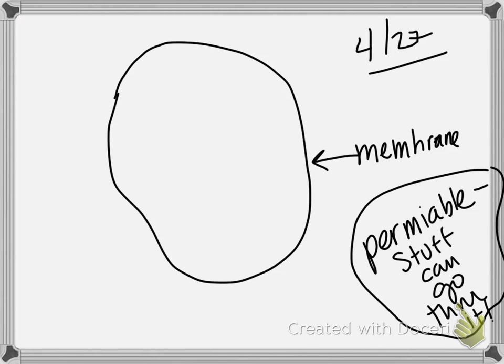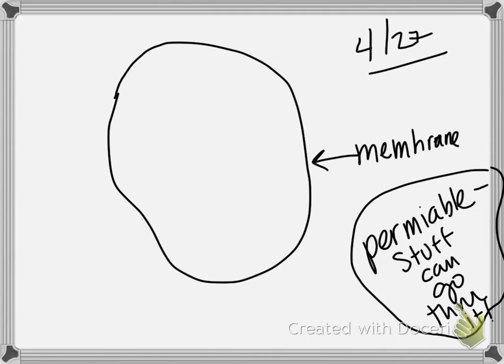So in biology, we talk a lot about permeable membranes. A permeable membrane is a membrane that does what? Lets stuff through. The other thing we talk about in biology is what are called semi-permeable or selectively permeable membranes.